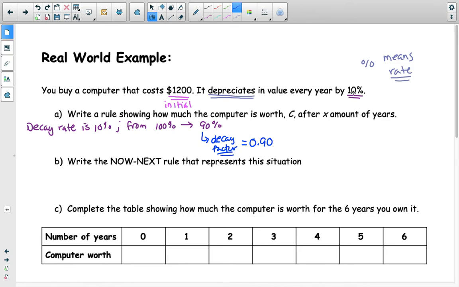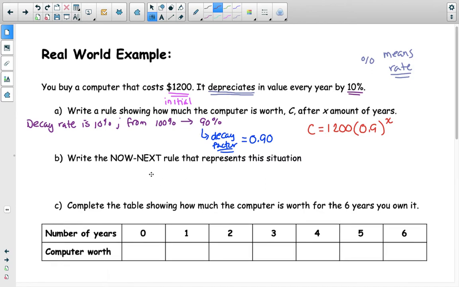This is the number we actually want to use. We are decreasing by 10% from 100%. You have to have the decay factor to write your equation. So our equation would be y equals a times b to the x. This is C equals our a, our starting value, 1,200, times our decay factor, 0.9, raised to the exponent of x. That's the difference between knowing if you're given the rate or if you're given the factor. We need the factor to be able to write the equation, not the rate.